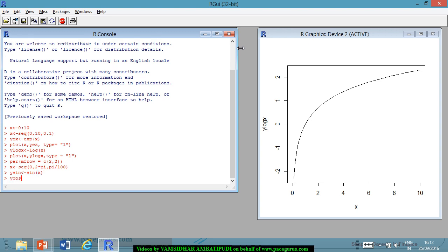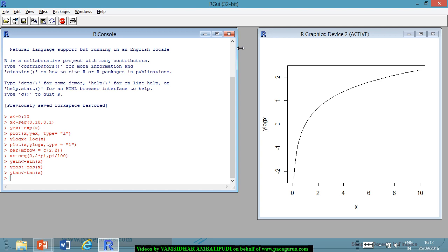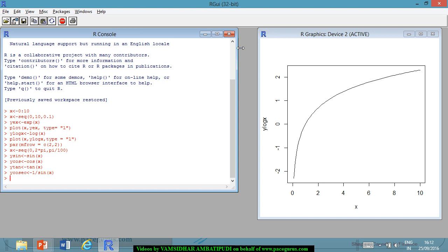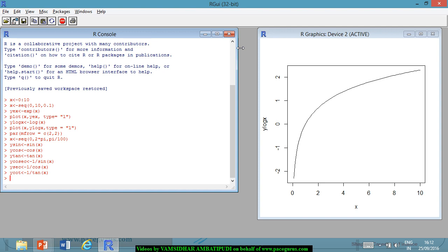I'll take y cos as cos of x, and I'll take y tan as tangent of x, and I can also take y cosecant as 1 by sine of x. I'll also take y secant as 1 by cos of x, and y cot as 1 by tan of x. So I can very well do the plotting for all of them, right?